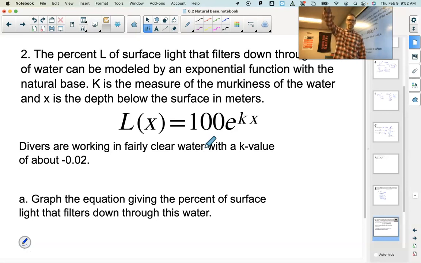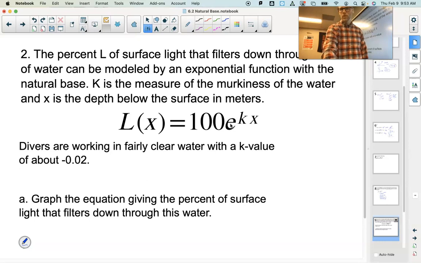You're at the top of the water. 100% of the sunlight reaches the water. But then what happens over time? The deeper you get, the less light gets through. The deeper you get, the darker it gets. So here's a function that gives L, the percent of surface light, so L for light, that filters down through bodies of water.